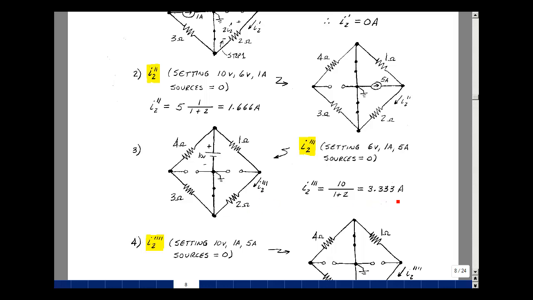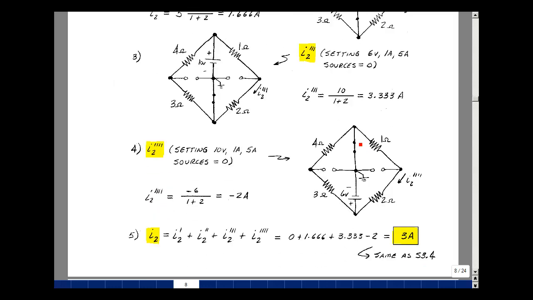And that's 3.33 amps. Lastly, we'll do the 6 volt source, where we're going to set the 10 volt source, the 1 amp, and the 5 amp equal to 0. So here's where our 10 volt source was, and here's where our 2 current sources were. We're going to short the voltage source and open the 2 current sources. Call this I2 quadruple prime to be the current flowing in the 1 and the 2 ohm resistor. Now the voltage across these 2 resistors is a minus 6 volts. Dividing that by 3 ohms, we get a minus 2 amps.